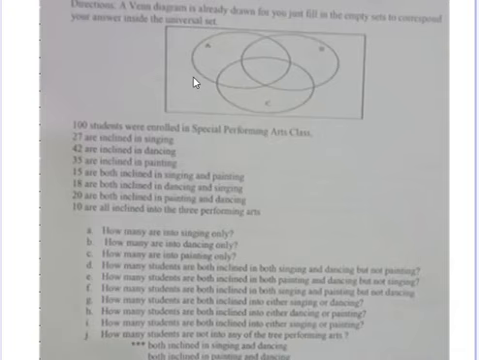Consider the given class. 100 students were enrolled in Spatial Performing Arts class. 27 are inclined in singing, 42 are inclined in dancing, 35 are inclined in painting, 15 are both inclined in singing and painting, 18 are both inclined in dancing and singing, 20 are both inclined in painting and dancing, 10 are all inclined in the three performing arts.